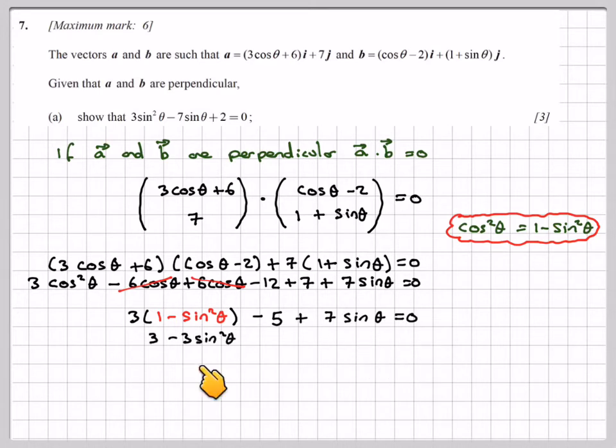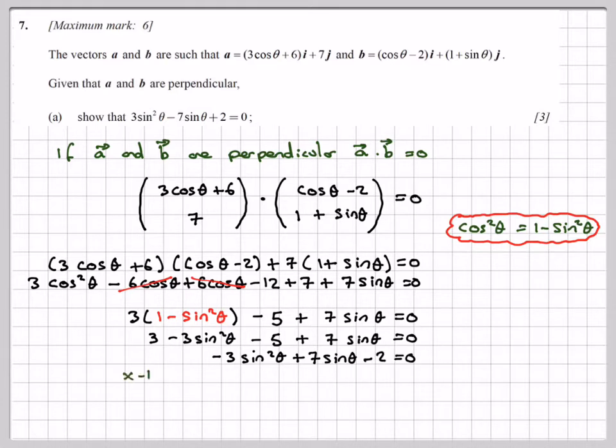So we're going to have 3 minus 3 sine squared theta minus 5 plus 7 sine theta. 3 minus 5 gives me minus 2. So we've got minus 3 sine squared theta plus 7 sine theta minus 2 is equal to 0. We'll multiply through by minus 1, so we're going to get 3 sine squared theta minus 7 sine theta plus 2 is equal to 0, as required by the question.